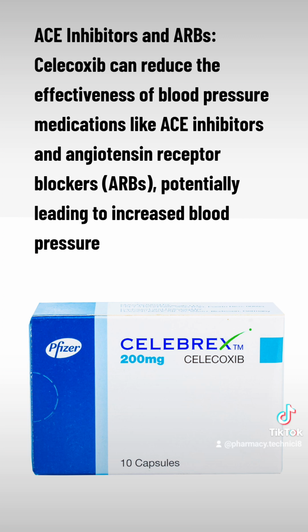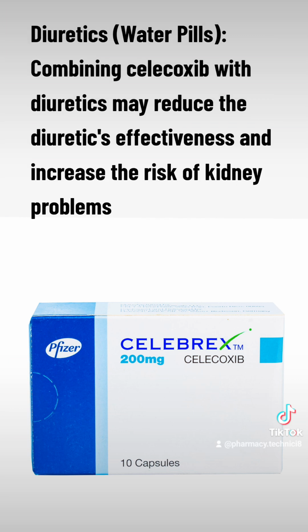ACE inhibitors and ARBs. Celecoxib can reduce the effectiveness of blood pressure medications like ACE inhibitors and angiotensin receptor blockers, ARBs, potentially leading to increased blood pressure. Diuretics, water pills. Combining celecoxib with diuretics may reduce the diuretic's effectiveness and increase the risk of kidney problems.